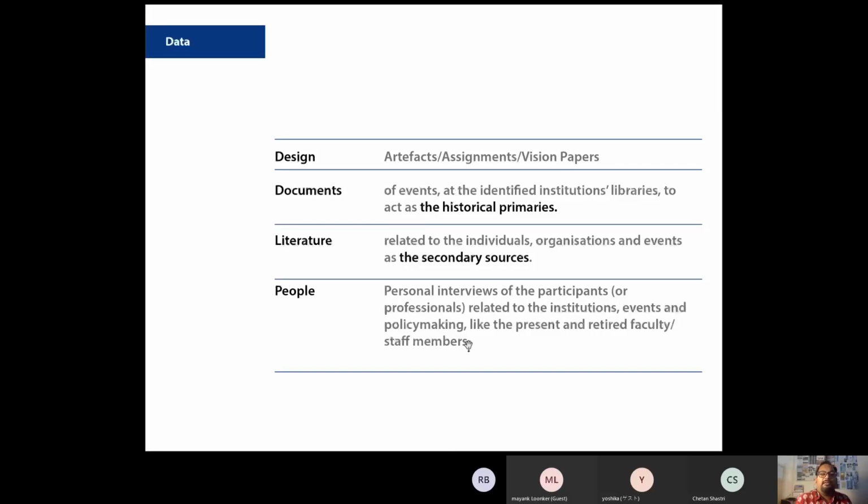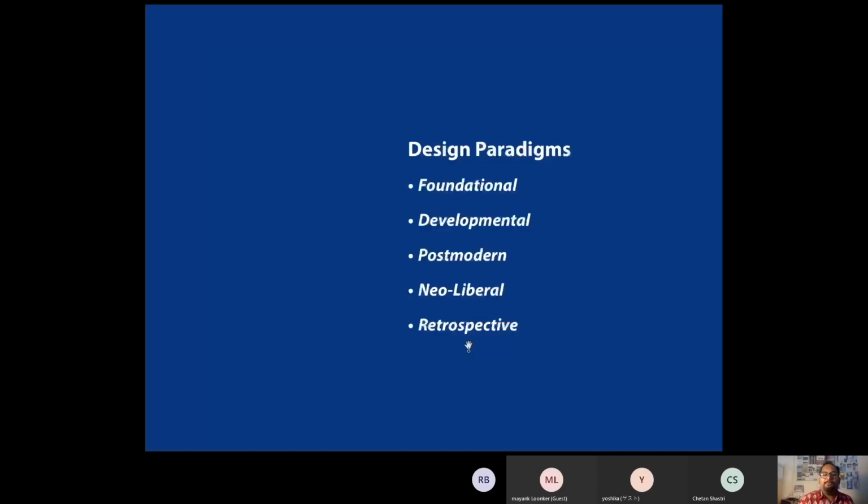For me, there were four layers of data which I thought I'd share. One is the design itself, like if something is designed, that design is available for certain survey or analysis. Then documents about design, meaning first-hand documents like a dissertation or a project report. Then literature about that particular design or the larger discourse, and then the people who are associated with design. I have found five paradigms in my study, and I'm going to explain them one by one.